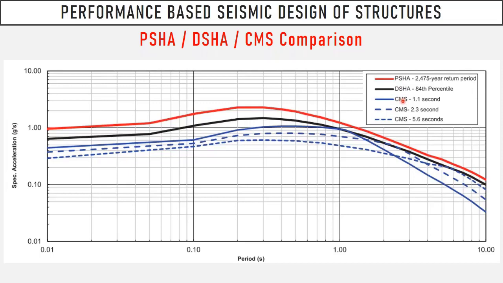But don't forget, you are doing something probabilistic, so the ground motion input always has uncertainties. You accept an uncertainty, you accept a level of confidence, and you proceed.